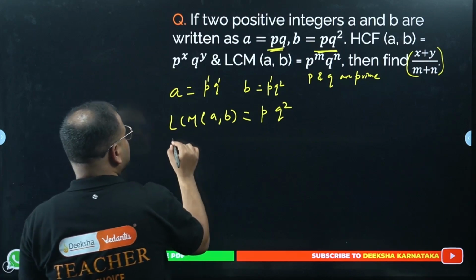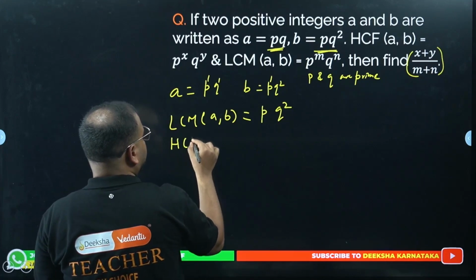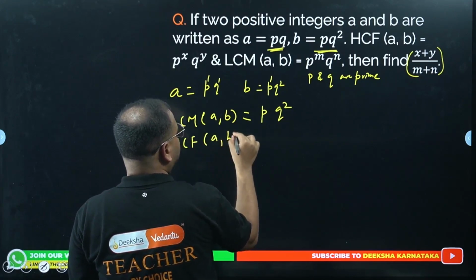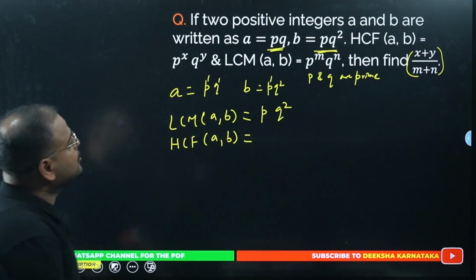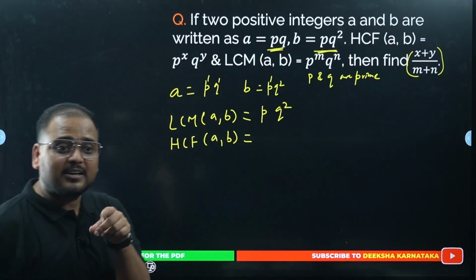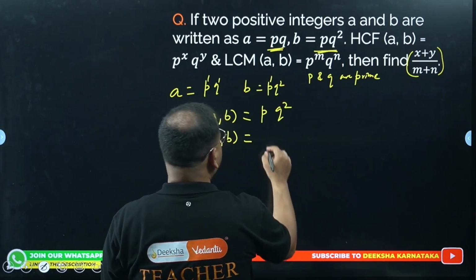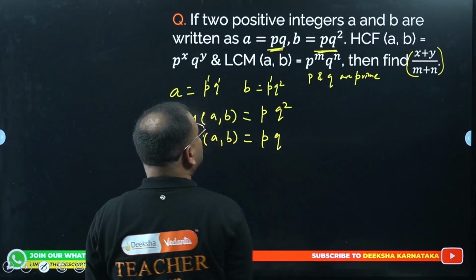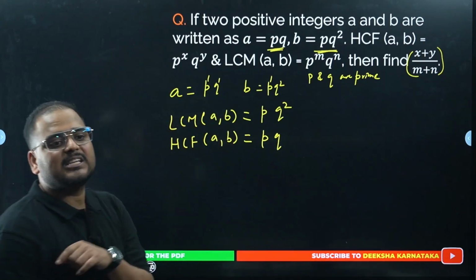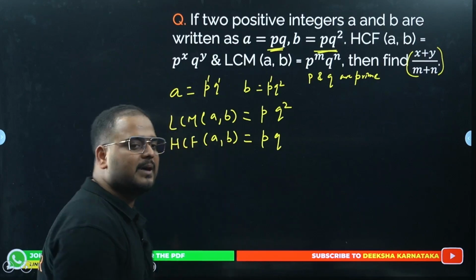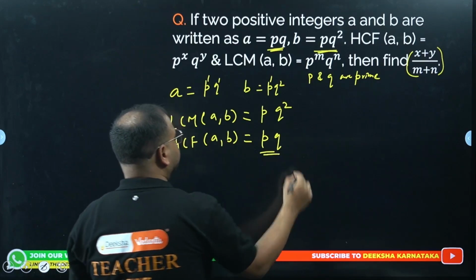Okay. What about HCF? HCF of A comma B. HCF will be the common factors with least power. Common factors are the same thing, P and Q. Least power of P is 1. Least power of Q is 1. What is my HCF? PQ.